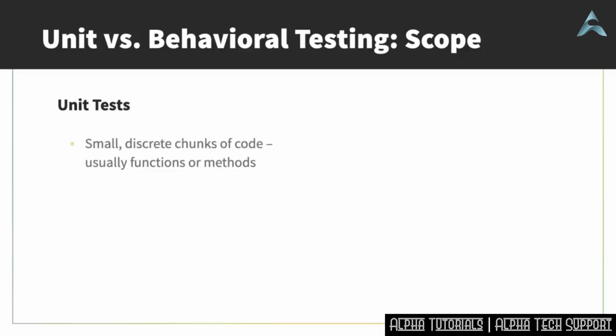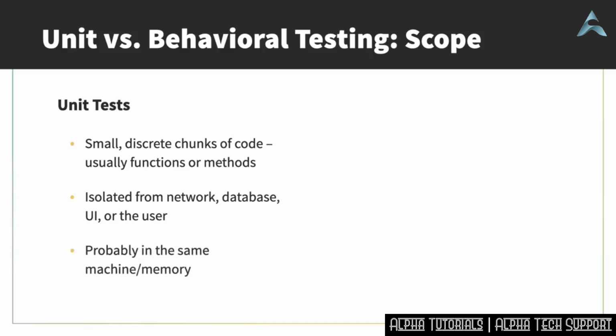In unit testing, you work with small, discrete chunks of code, usually a method or function, to confirm it is working as expected. More importantly, you probably test this unit code in isolation. You don't use the end user UI to trigger it. You don't communicate across a network. You don't hit the database. And most likely, you run the tests on the same machine or in the same memory where your code is running.